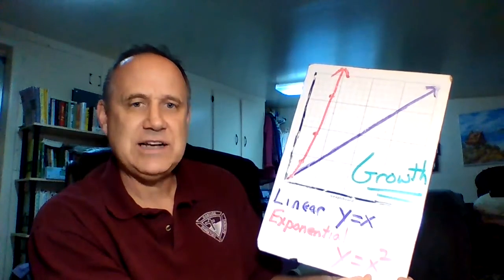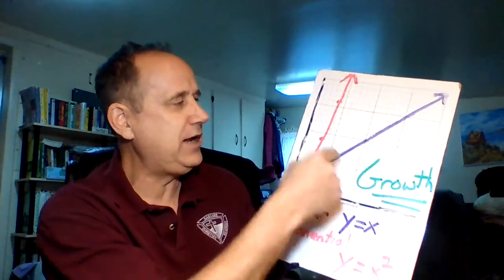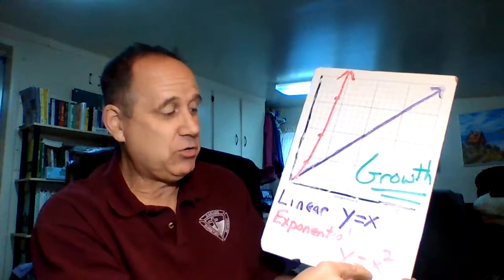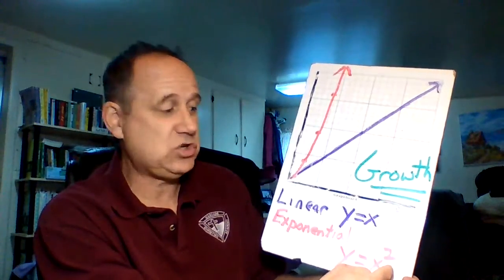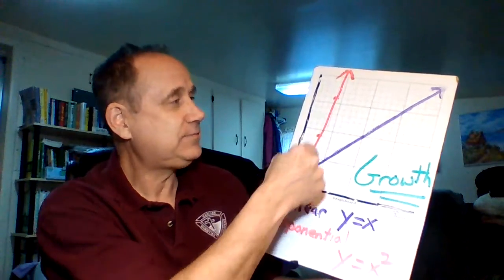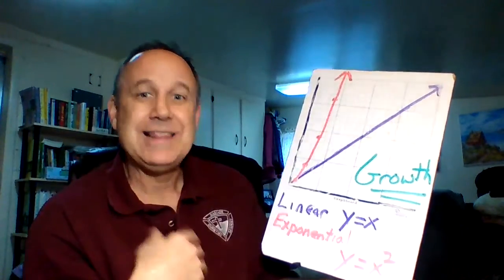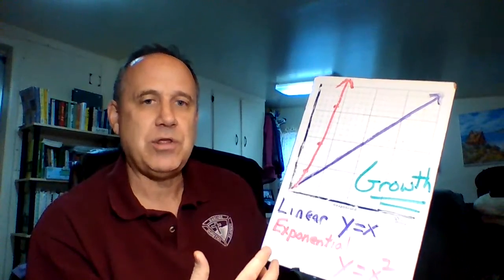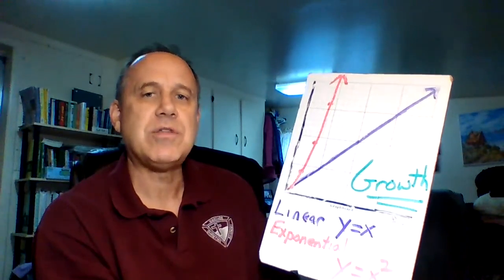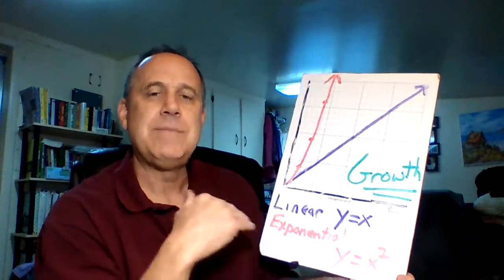If I plug 3 in for x, 3 squared would be 9. 1, 2, 3, up 9. If I had 4 in for x, 4 squared is 16. So we see the difference between my linear growth and my exponential growth, where we have a much steeper graph with exponential growth than we do with linear growth. So it's just a basic look at the difference between linear growth and exponential growth.